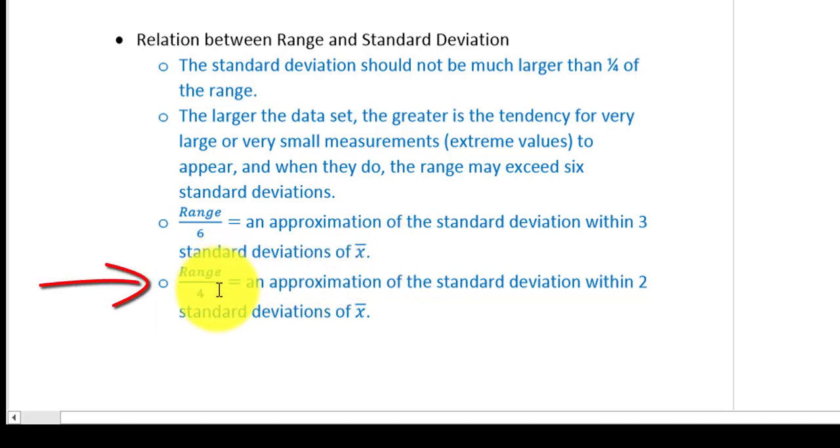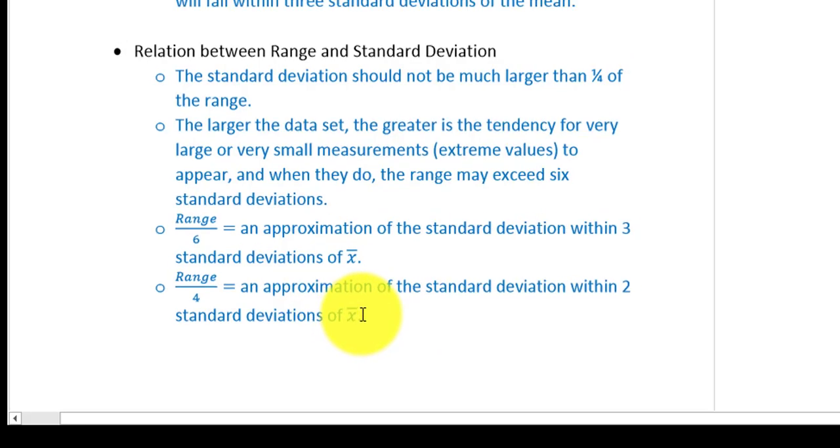When we take the range and divide by 4, that represents 2 standard deviations to the left of the mean as well as 2 standard deviations to the right. That makes 4 total deviations. So that will approximate the standard deviation within 2 standard deviations of x bar, which is our sample mean.